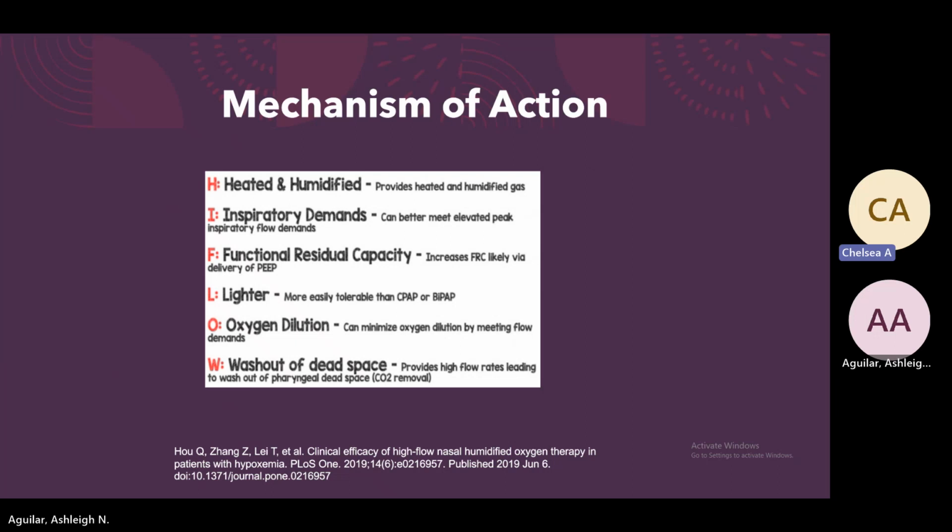For the F, it's functional residual capacity, so it increases FRC likely via the delivery of PEEP. For the L, it's lighter. It's more easily tolerable than a CPAP or BiPAP compared to those full face masks and the other masks that are used for the BiPAPs or CPAPs. The high flow nasal cannula is much more tolerable for the patients. Oxygen dilution: it can minimize oxygen dilution by meeting flow demands. And our W is washout of dead space. It provides high flow rates leading to washout of pharyngeal dead space, so CO2 removal.